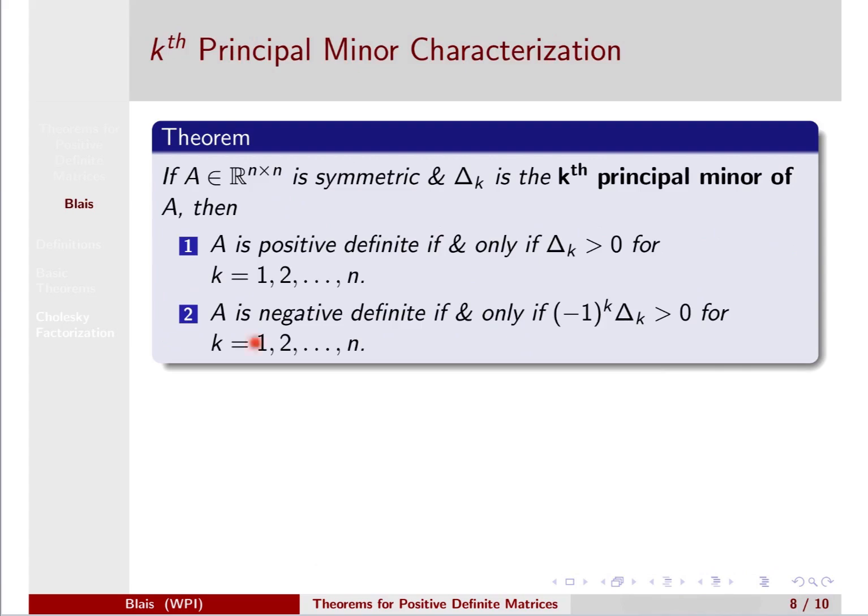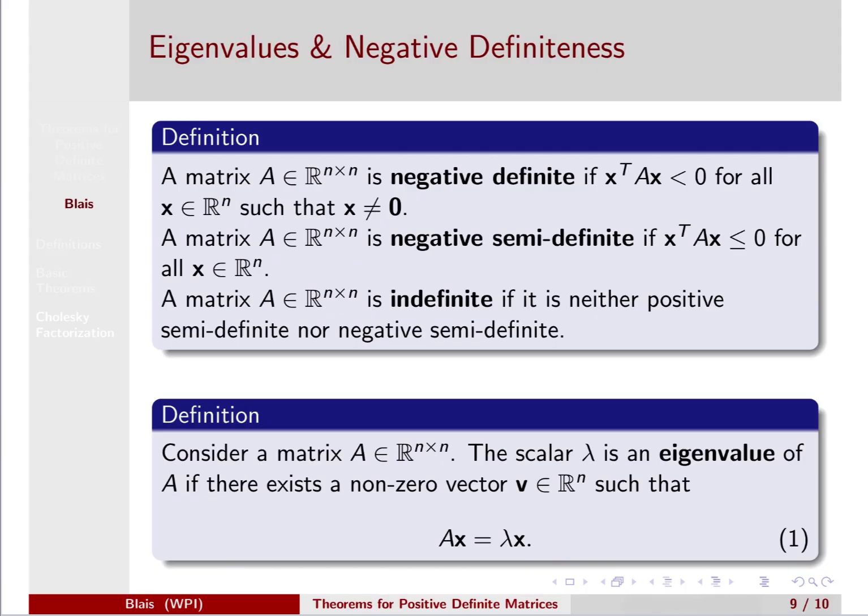So here, in this kth principal minor characterization, we see that the result for positive definiteness is nicer than the result for negative definiteness. But it is what it is. Positive definite is equivalent to all positive kth principal minors. Negative definite is equivalent to alternating kth principal minors.